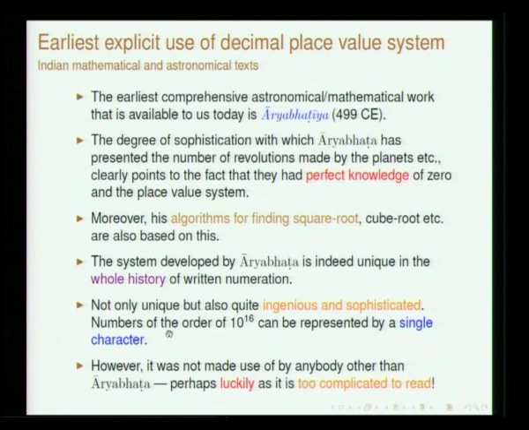Okay. The explicit use of the decimal place value system obviously is found in the mathematical and astronomical literature. So the earliest text that is available for us today is Aryabhatiya of Aryabhata. This was composed in 499 AD.